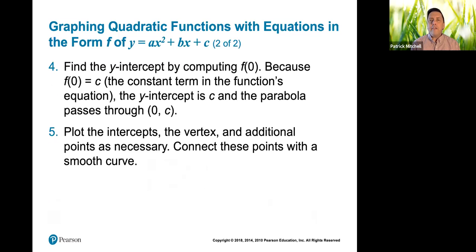Find the y-intercept by computing f of 0. And in this case, there's a shortcut. If you take the equation f of x equals ax squared plus bx plus c and substitute x equals 0, the only thing you're going to be left with is c. So the constant term in the function's equation is the y-intercept, and the parabola passes through the point 0, c. And then plot all those points and draw your parabola.